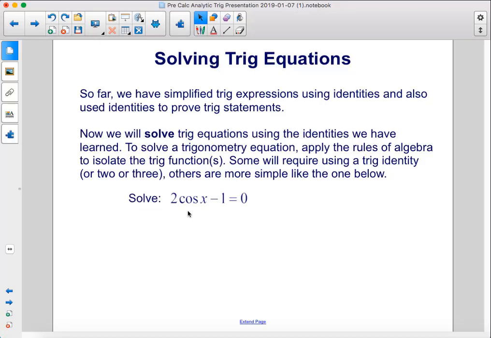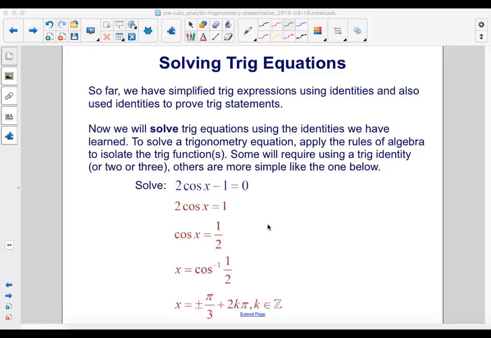Solve. 2 cosine x minus 1 equals 0. Alright, so first we add 1 to both sides and then divide both sides by 2. So we've isolated the trigonometric function on the left and 1/2 on the right. Then we take the arc cosine of 1/2, giving us possible solutions of positive or negative pi over 3 plus 2k pi, where k is an integer.